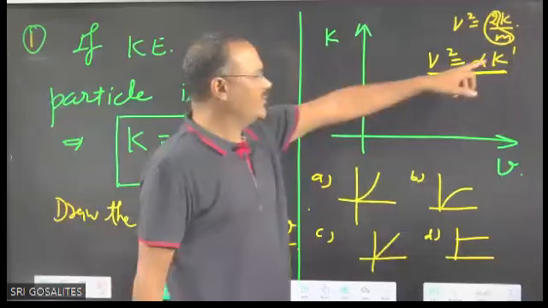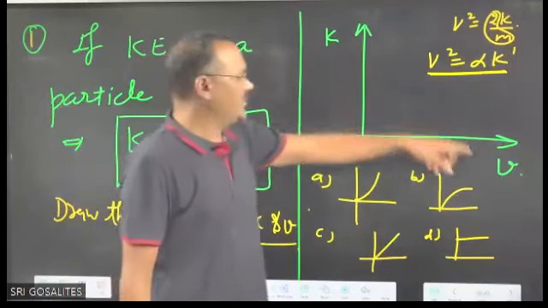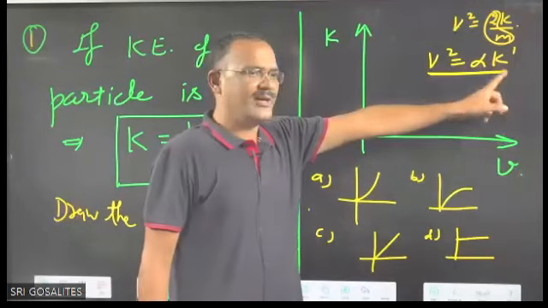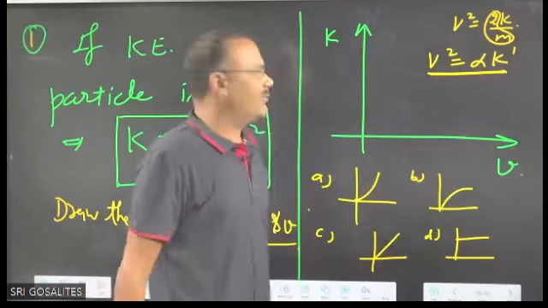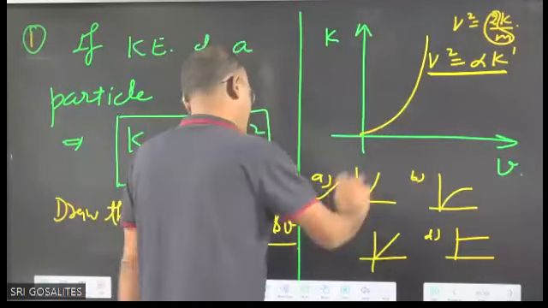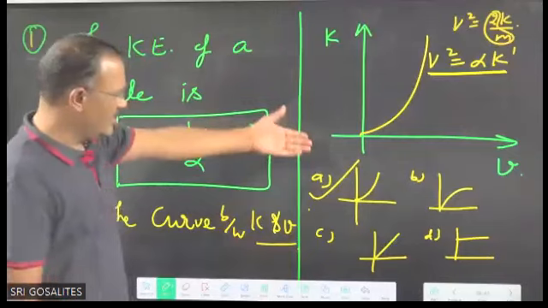What is the power of K? 1. What is the power of the v? 2. Parabola will be symmetric to the axis which is having the power 1. So how will it look? Like this. Okay, so the right choice is A. Come on, copy this.